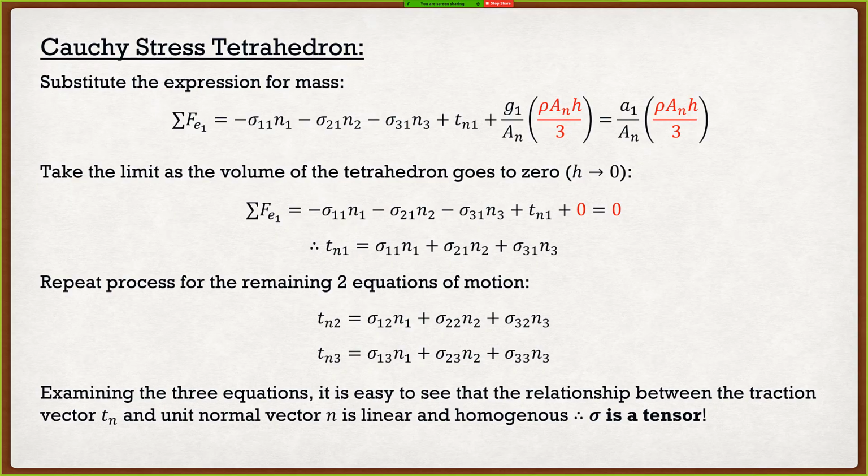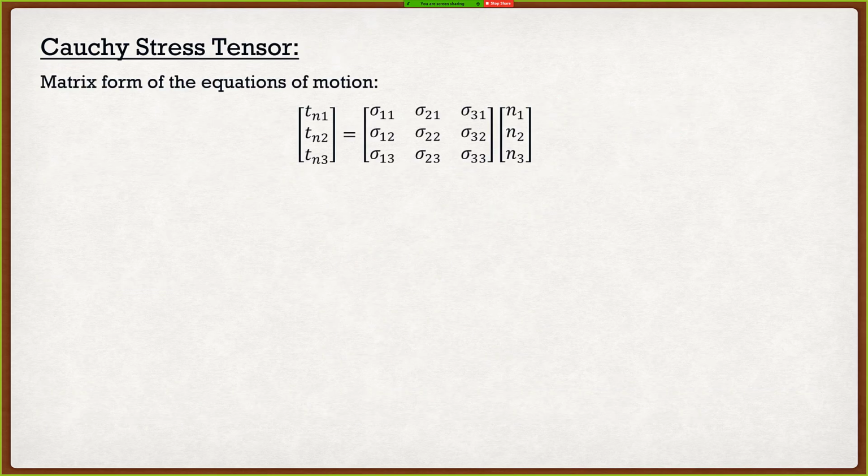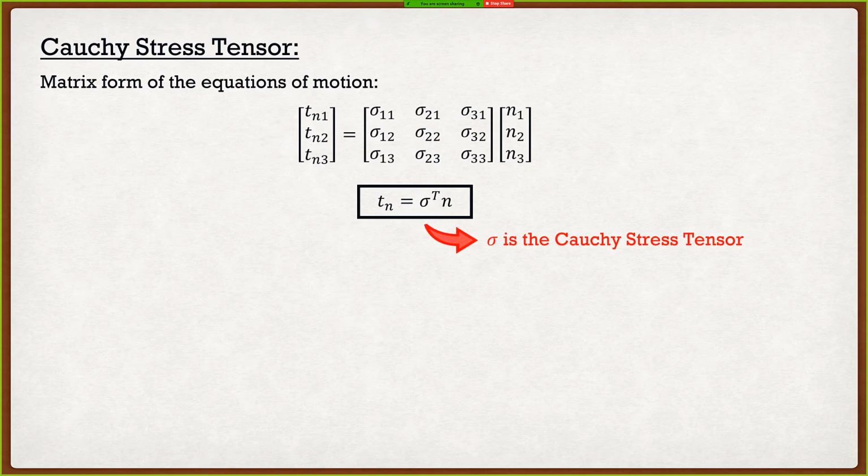We look at this and we can say that those three equations, we can basically express them in matrix form. So we have Tn1, Tn2, Tn3, those are our traction vector, equal to some sigma tensor multiplied by our normal vector. And we're going to simplify this in that our traction vector is simply the transpose of our stress tensor multiplied by n, where sigma here is our Cauchy stress tensor. All right, that's it for the Cauchy stress tensor, nice and easy.